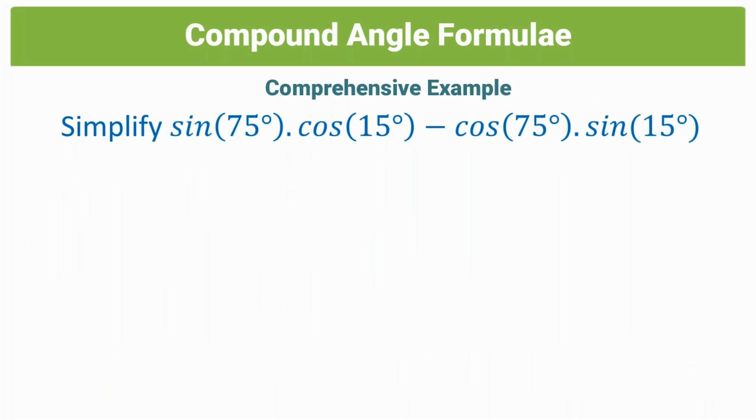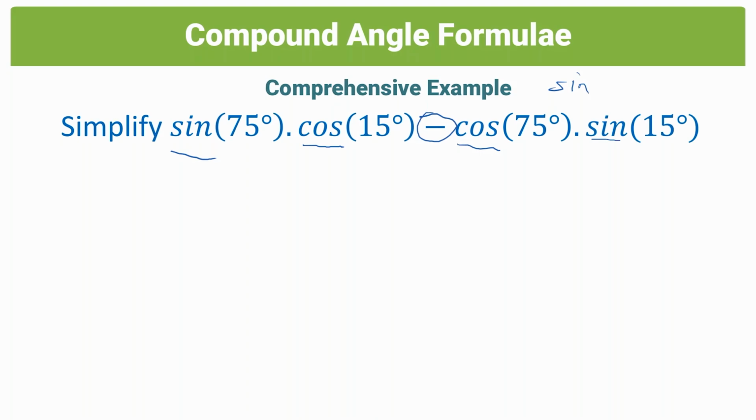Our next question is much easier. All this requires is that you identify the pattern here. And what is the pattern? We are asked to simplify sine 75 times cos 15 minus cos 75 times sine 15. Now, if you see a sine times a cos and a cos times a sine separated by a plus or a minus in the middle, you immediately think of your sine compound angle formula.